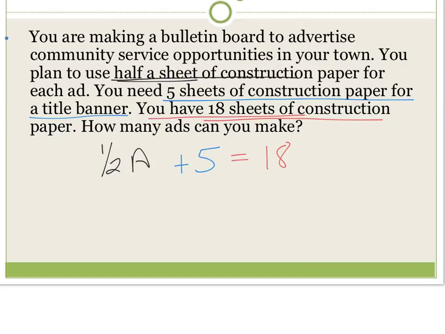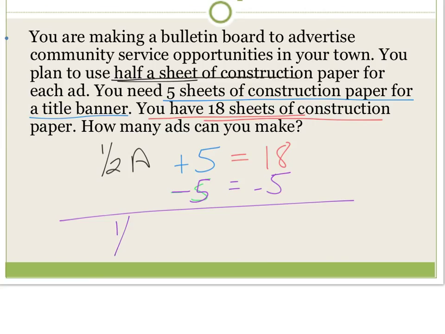So I've now set up my equation. To solve this, I'm going to realize that my variable is multiplied by 1/2 and added to 5. I'm going to undo the addition part first. So I'm going to subtract 5 from both sides. Let me get a slightly better color. Notice I'm keeping the equal sign in the middle here to keep my equation balanced and to keep myself organized.